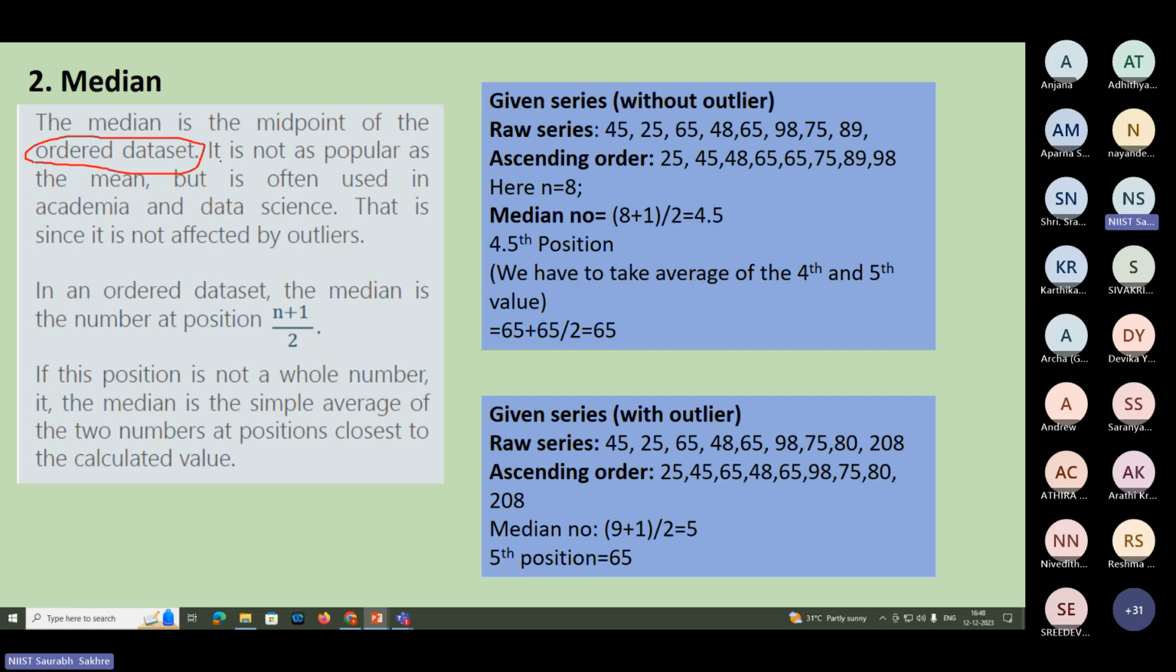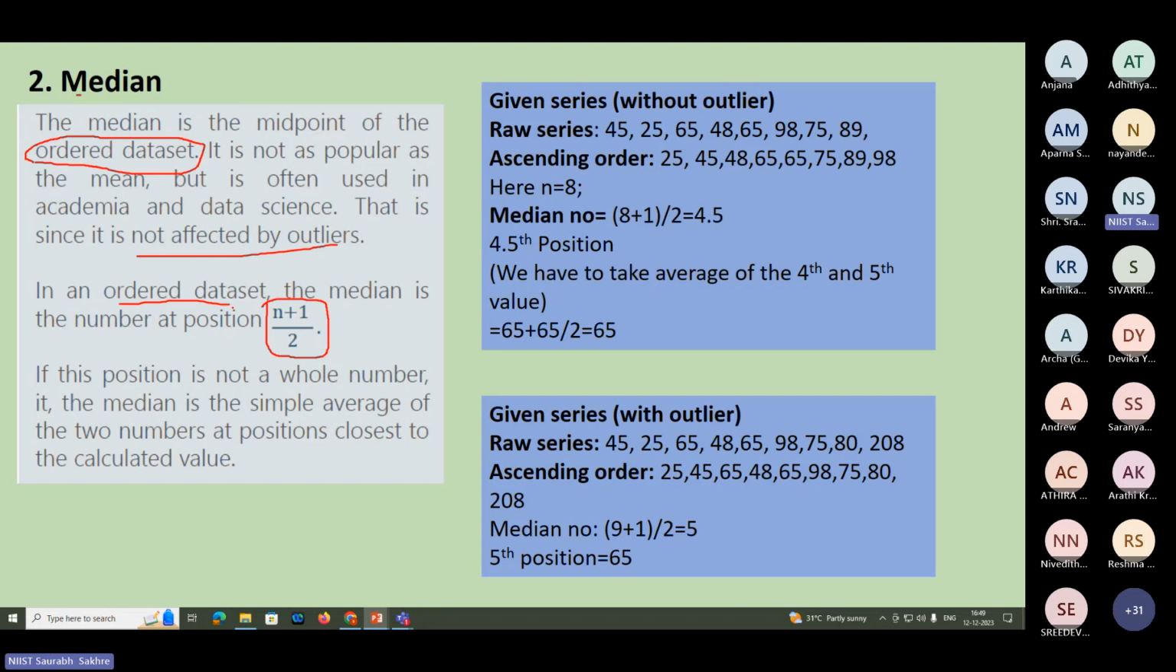It is not as popular as the mean, but it is often used in academia and data science. I'll tell you when to use it. The main advantage with this is it is not simply affected by outliers. So how do we calculate the median? In an ordered data set, the median is the number at the position n plus 1 by 2.